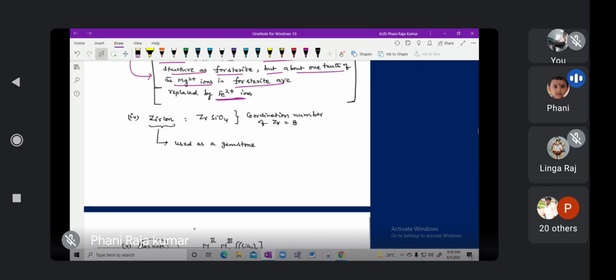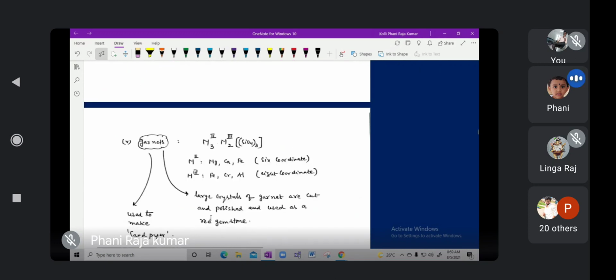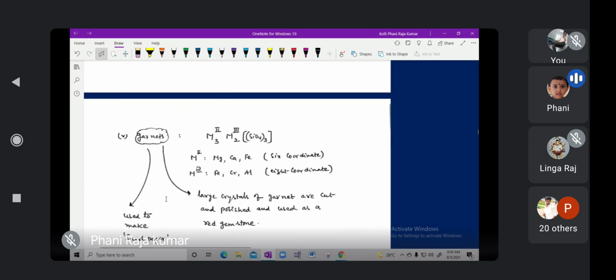Next we have zircon, zirconium SiO4. The coordination number of zirconium here is 8. It is one of the important gemstones, another type of orthosilicate. Please note this as important: zircon, zirconium, 4th B group, SiO4 4 minus unit. Next, the other type we have is garnets.